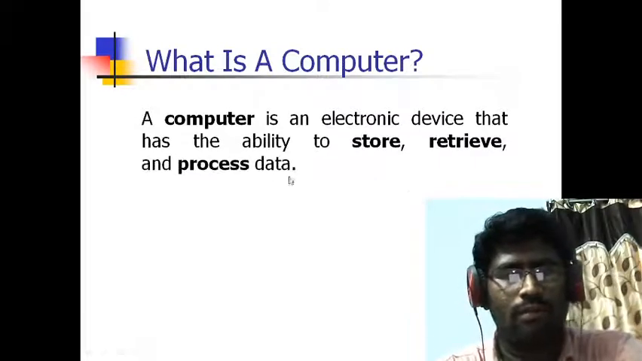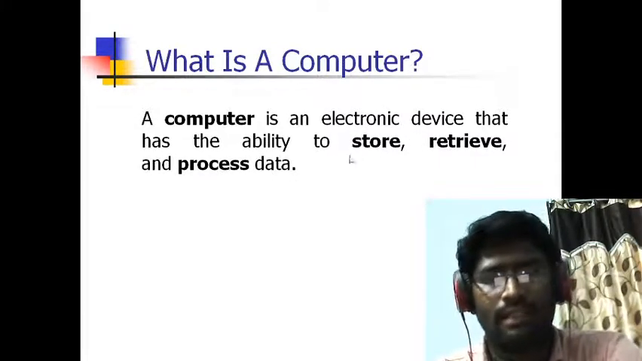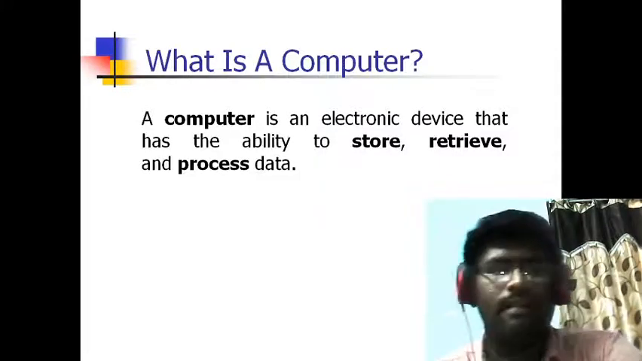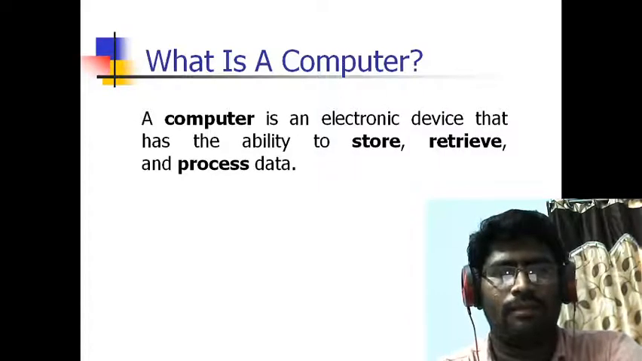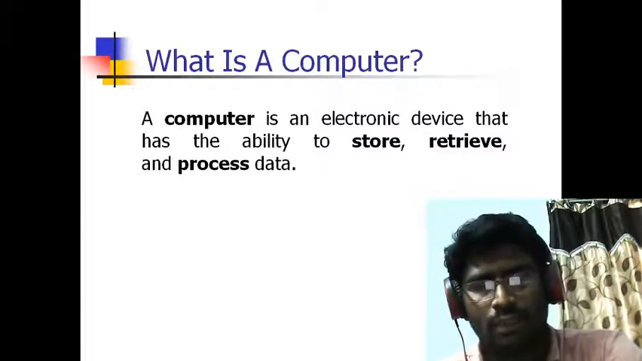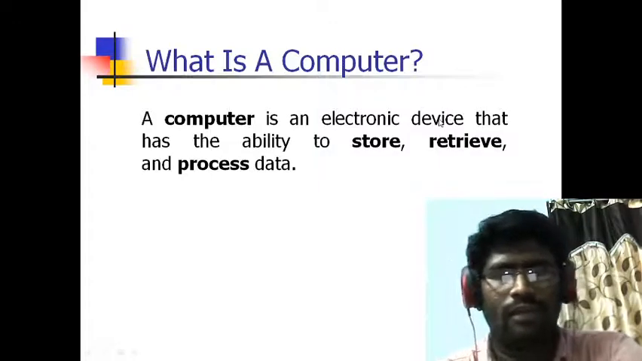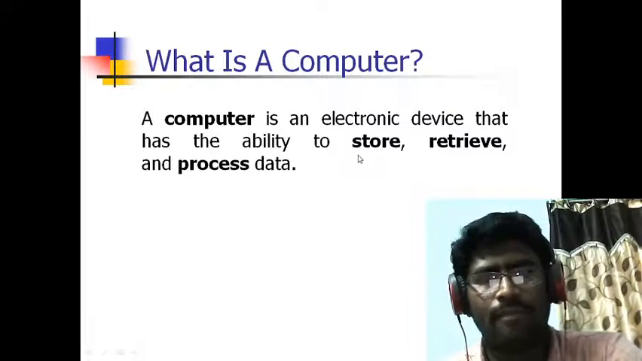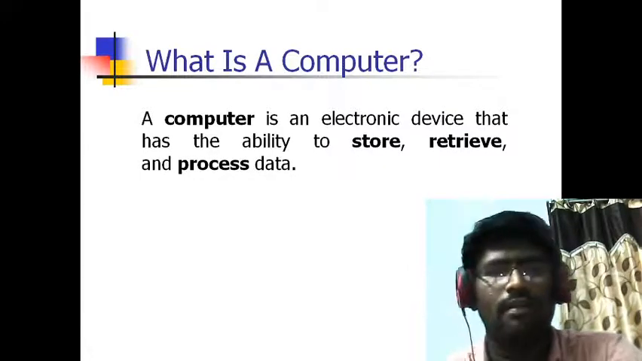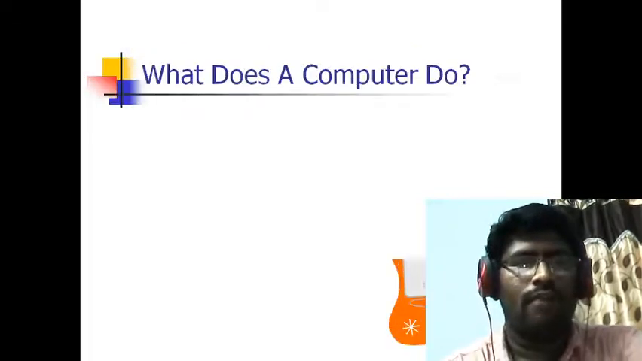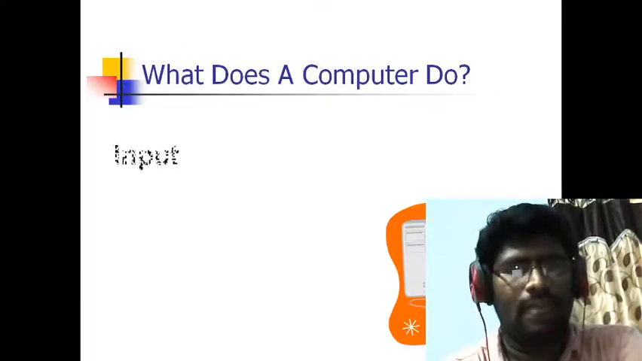As we all know, computer is an electronic device. It has the ability to take the input from the user, it can process it, and it can produce output to the user. We will see the same definition with the help of some animation.